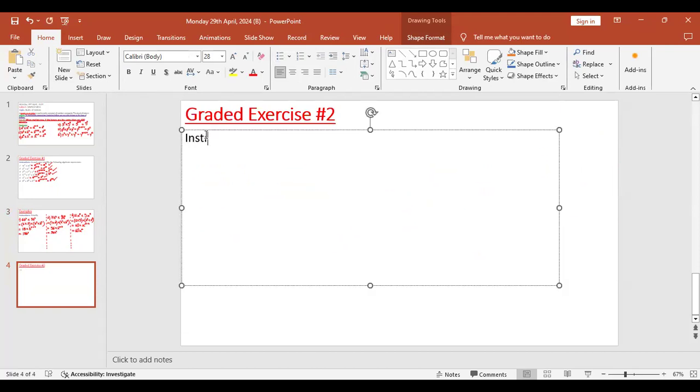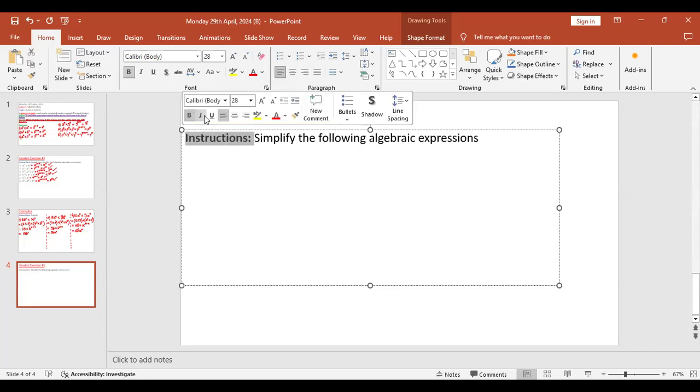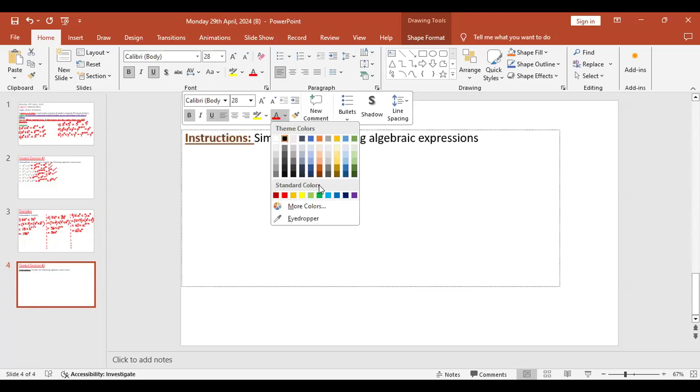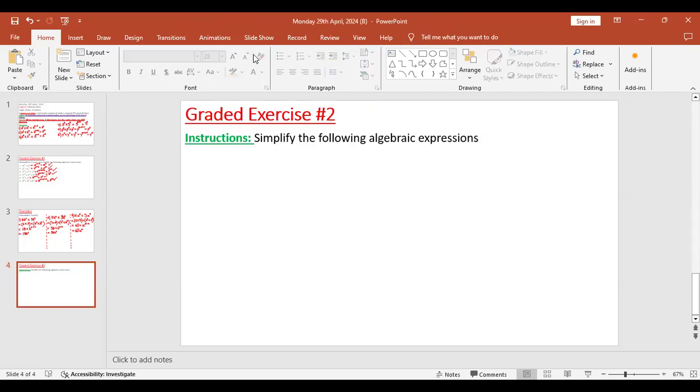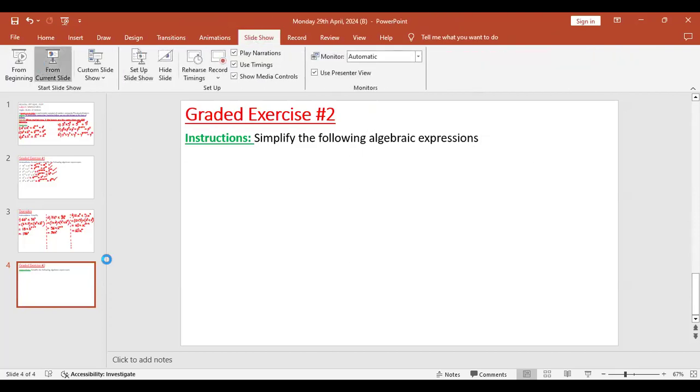So the instructions are very simple. We want to simplify the following algebraic expressions. Please write down the instructions. Where is Ajani? Ajani, I need you to take a picture of your work and send it to me via WhatsApp. That's what I said. Simplify the following algebraic expressions. Use the green.